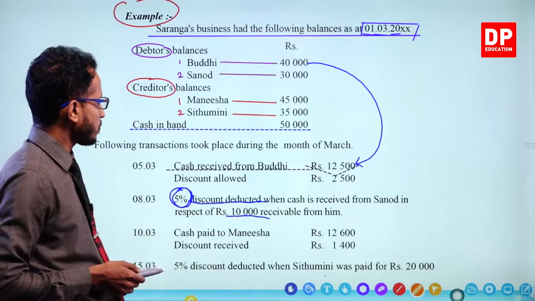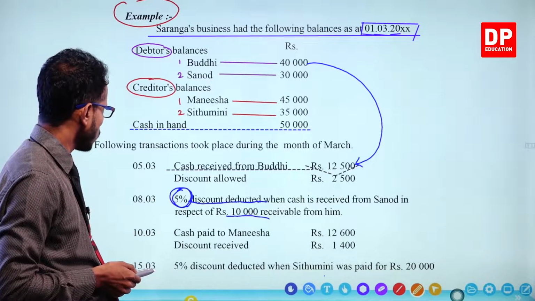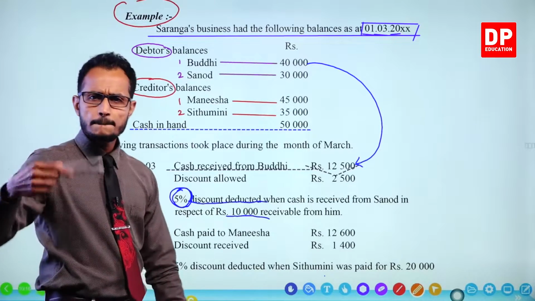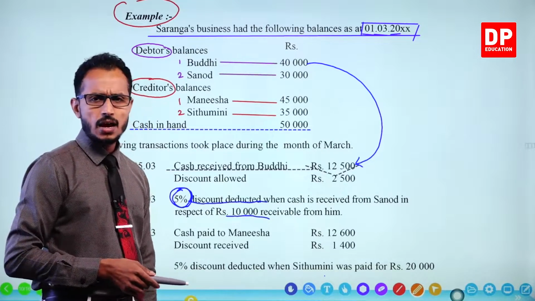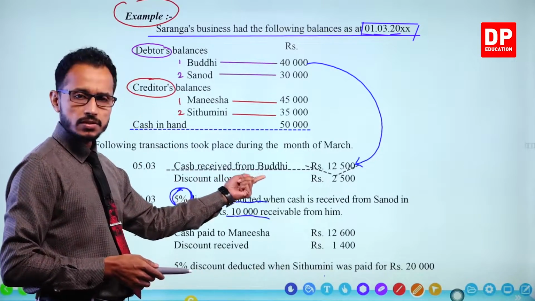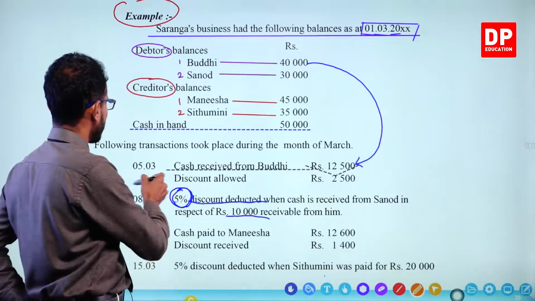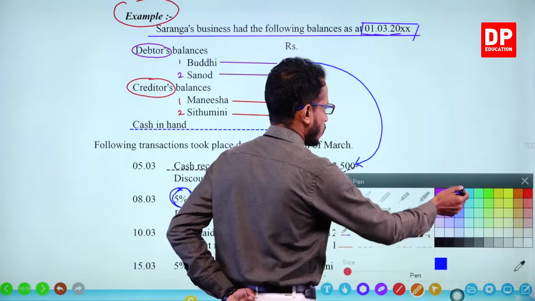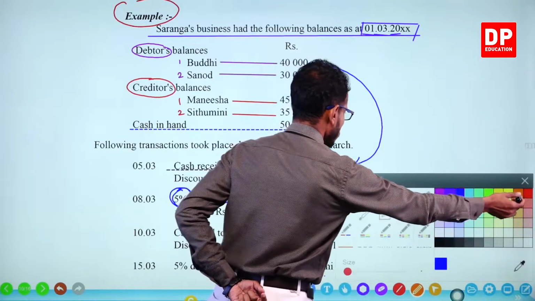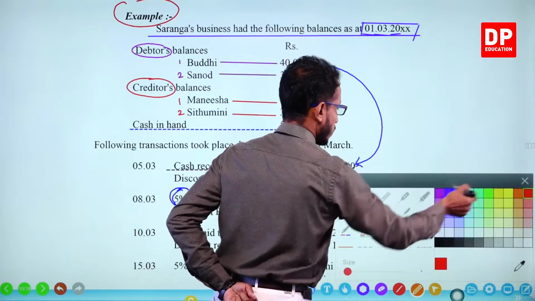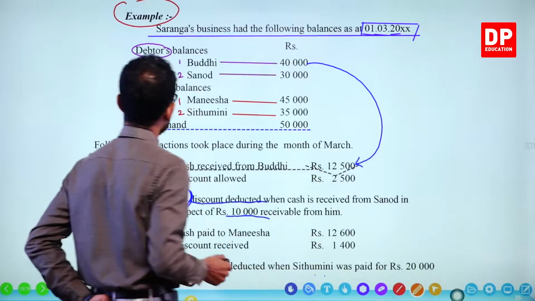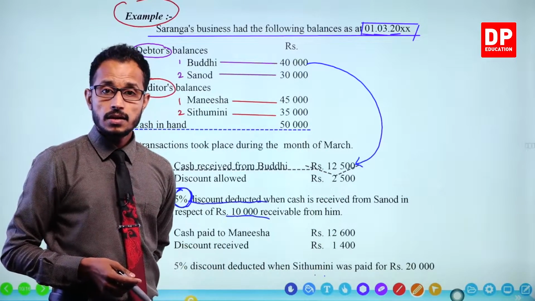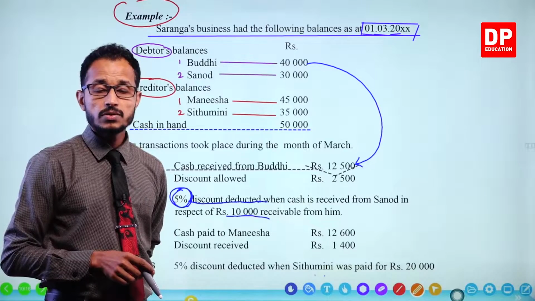Cash paid to Manisha. Before we go on to cash payments, shall we see how these have been recorded? We'll see. Transaction number 1. Before that, I want you to notice the way we have to record the balances.